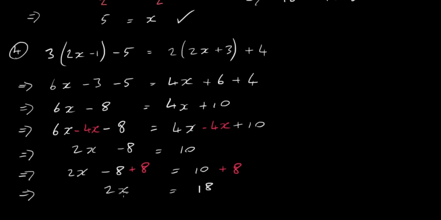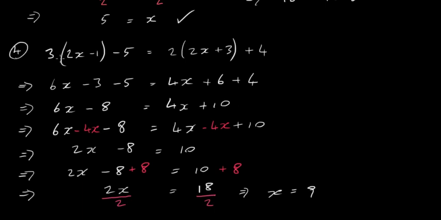So again, we've got a 2x here. The 2 is multiplied by the x, so to get rid of it, I'm going to divide by 2, divide by 2. So what I end up with here is 2 divided by 2 is 1, so I end up with x is equal to 9.